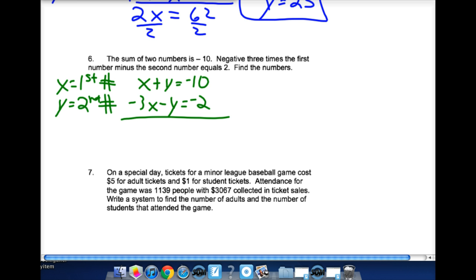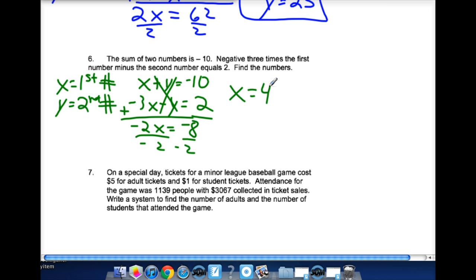Do we have the opposite amount of one of the variables? Yes. Good catch. What do we have the opposite amount of? Y. Gone. Goodbye, y. Add them together. -2x equals -8. X equals 4.